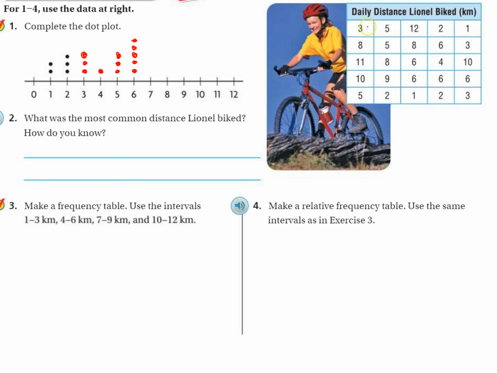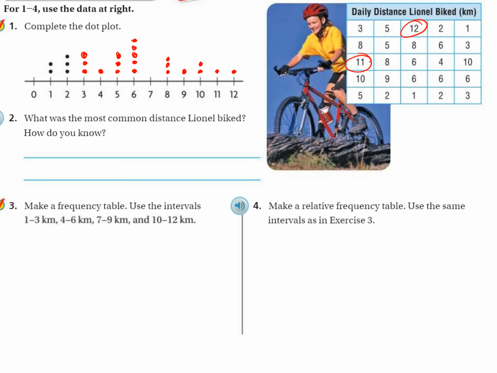Okay, sevens. No sevens. Eight. There's an eight, eight, eight. Three eights. So three dots above the eight. Nine. There's a nine. One nine. 10, there's a 10, two 10s, there's an 11, one 11, and there's one 12.